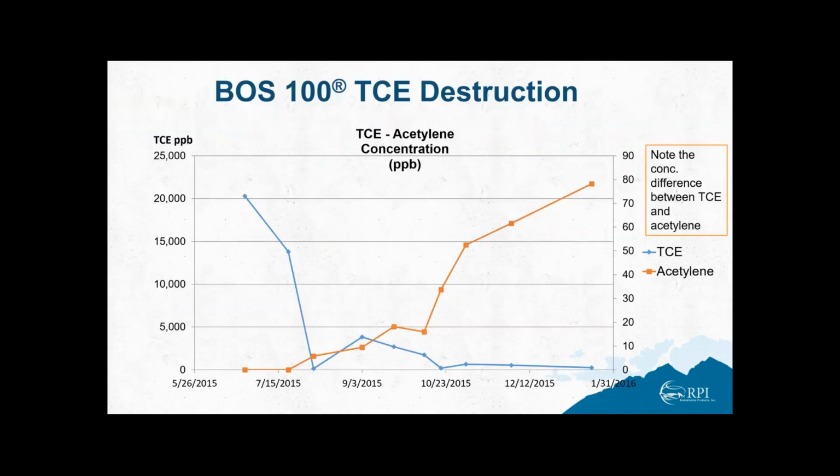Now, this slide is intended to show you the acetylene production by BOS 100. This is a classic beta elimination signature. A good ZVI reaction would give you a similar signature, though it probably wouldn't last near as long as what you're seeing in front of you. So you see in blue the TCE starting at 20,000 parts per billion at the time of injection. It pretty much crashes, and then you'll see it bounce around a little bit. You see the acetylene, which is the end product of the beta elimination climb. So this is your beta elimination signature.